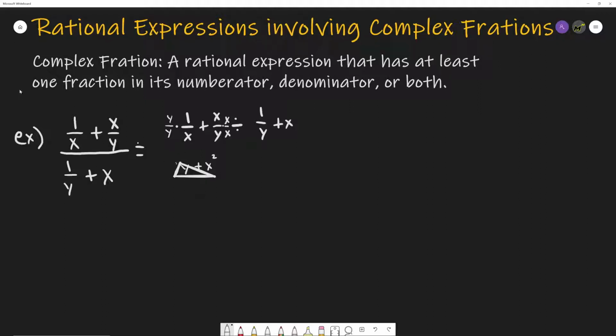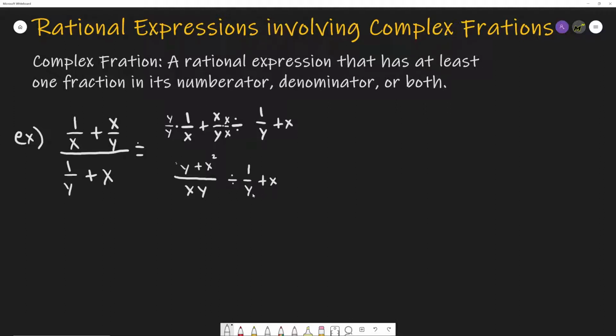x times y. Cool, that is our common denominator. And right now that is being divided by 1 over y plus x.